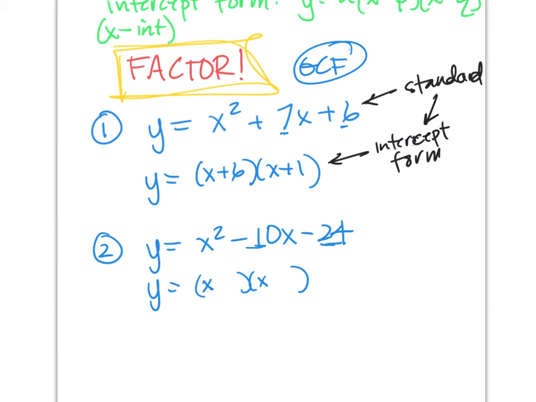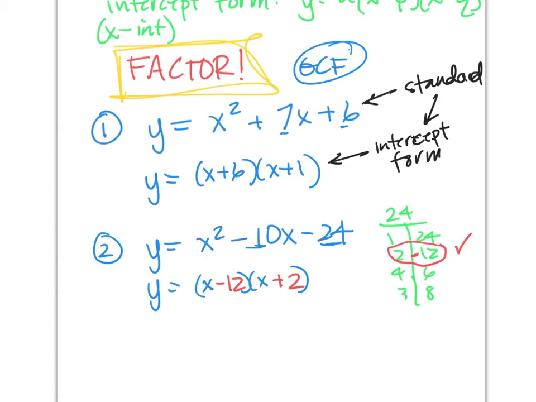Now, if you look at 24, our possibilities are 1 and 24, 2 and 12, 4 and 6, 3 and 8. Those are the factors that multiply to get a 24. Which one of these can get us to a 10? Do you see how a 2 and a 12 can get to a 10 by adding or subtracting? It's a negative 10, so the 12 would need to be the negative. So we get x minus 12 and x plus 2.